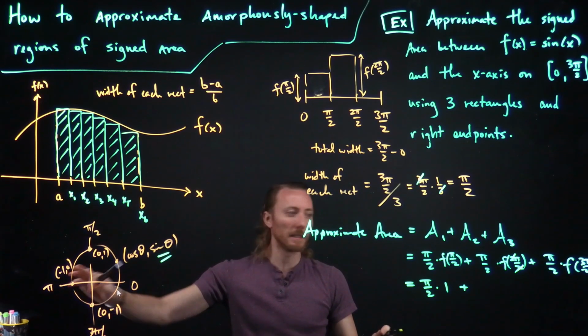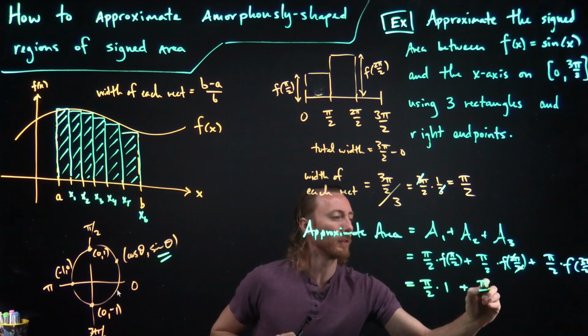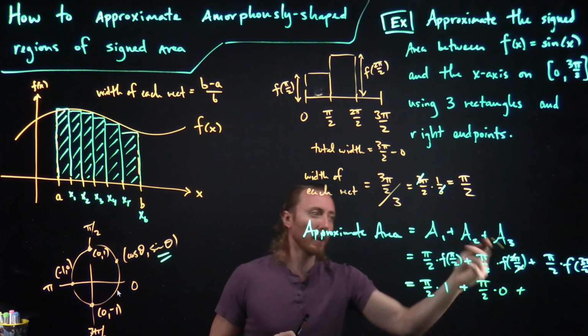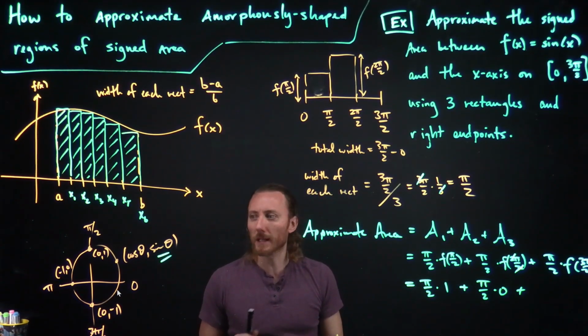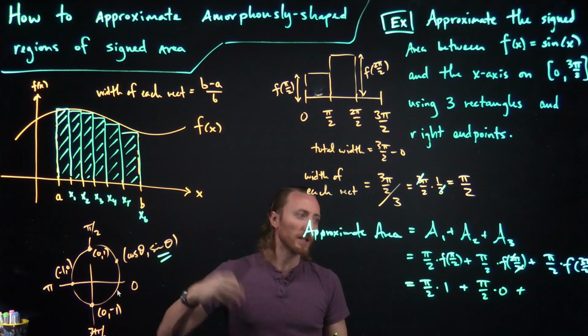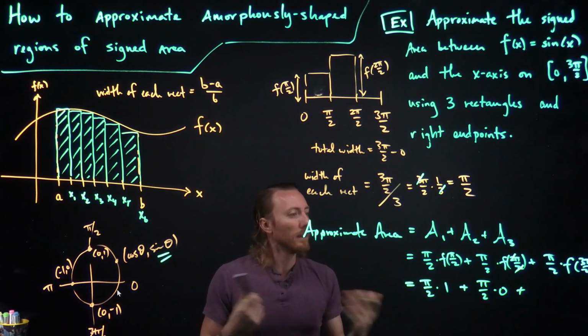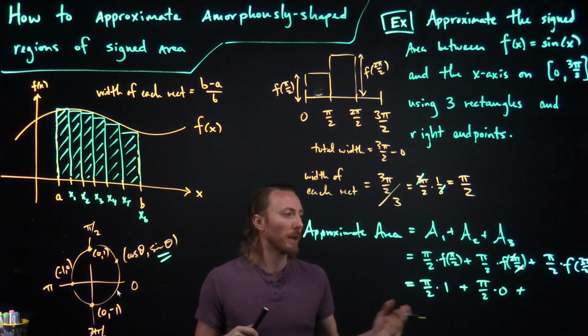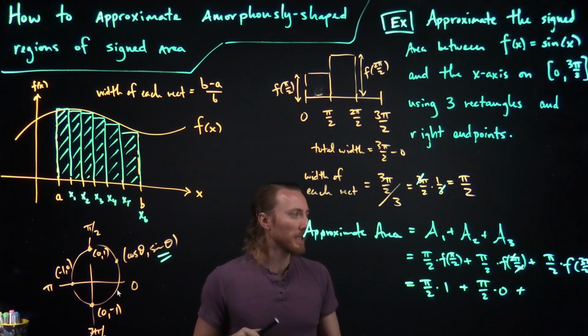The sine coordinate is 0. And so this is pi over 2 times 0. It's okay for a rectangle to have a height of 0. That's perfectly acceptable. If the function has a height of 0 at that point, then, well, approximating the function with a rectangle of height 0 would make perfect sense.